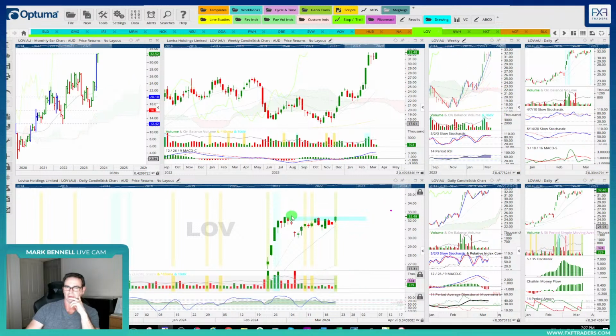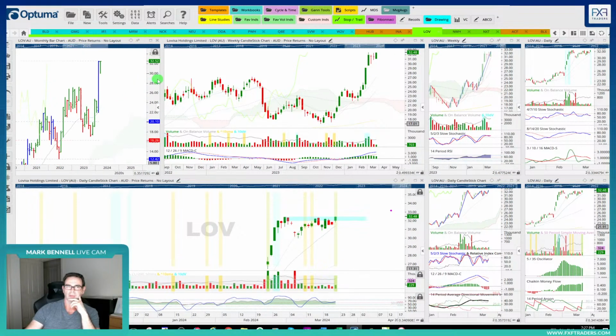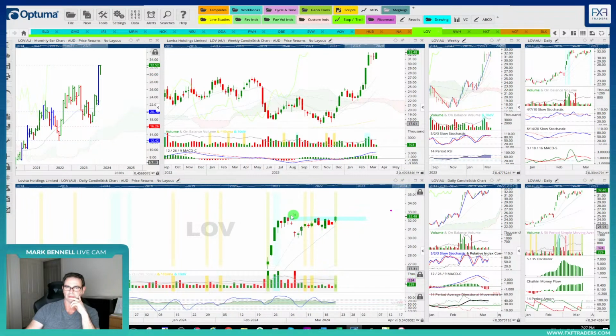So look at the beautiful little consolidation there. So all-time highs. So that's certainly got potential. Oh, I've got an order through there. I was just going through, you can see I'm just going through the scans.